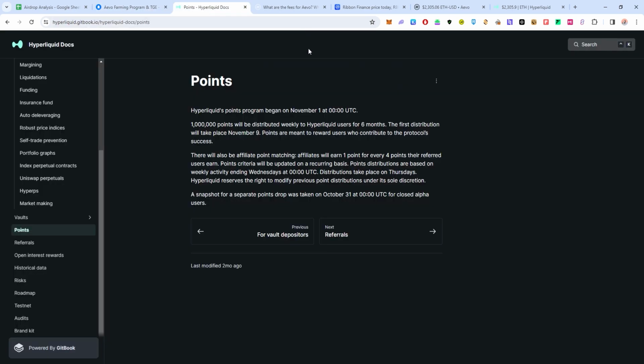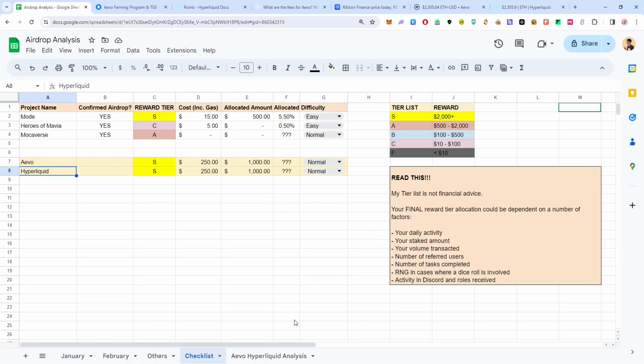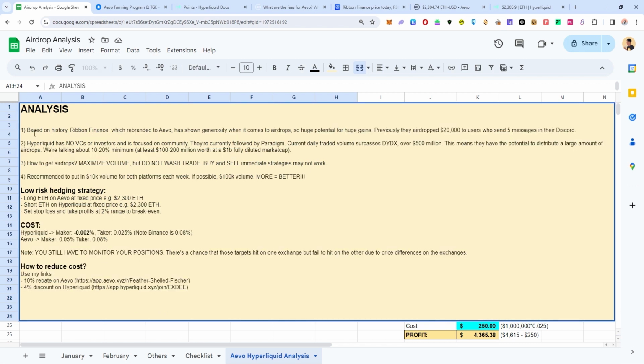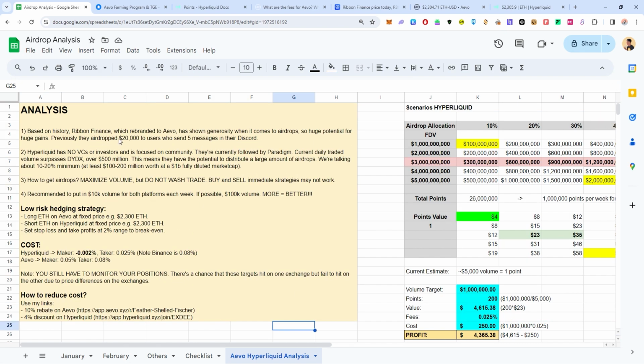We are going to talk about the strategy, and this is my strategy. We are going to analyze both projects and do a comparison as well. Because we know that AEVO right now already has tokens. Based on history, Ribbon Finance, which rebranded to AEVO, has shown generosity when it comes to airdrops. So huge potential for huge gains.